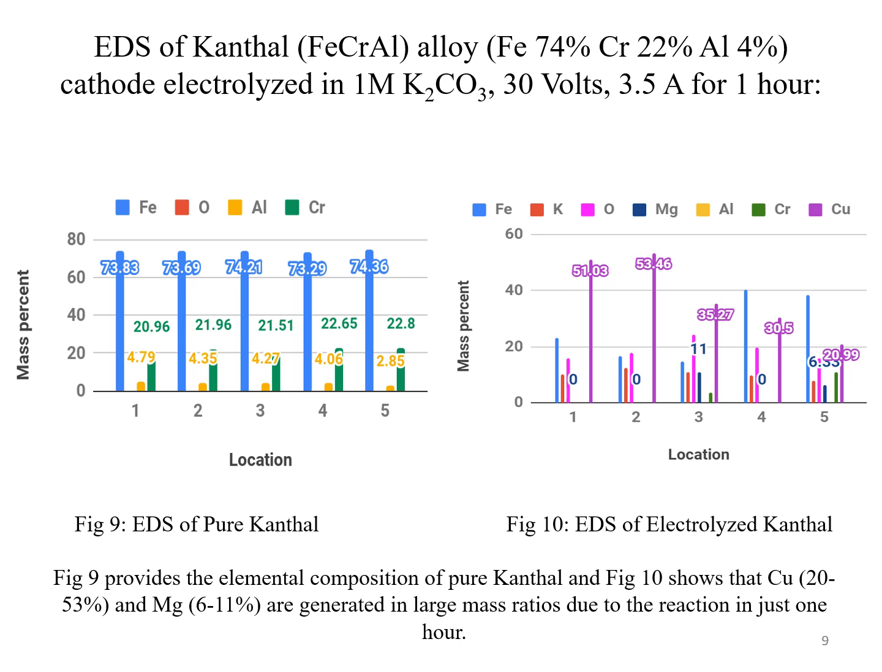This pure Kanthal is next taken for electrolysis. The electrolysis is done in 1 molar potassium carbonate electrolyte. Potential bias is 30 volts and current in the circuit is 3.5 amperes, and the electrolysis is run only for 1 hour. Figure 10 on the right hand side shows the EDS of electrolyzed Kanthal. It shows that copper has been produced from 20 to 53% and magnesium has been generated at about 6 to 11 mass percentage in just 1 hour of electrolysis reaction.